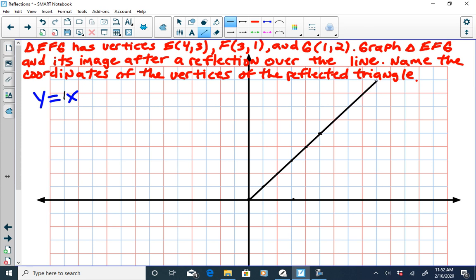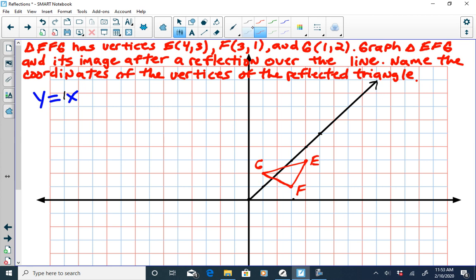All right, that's my line. And we know that that line goes on forever. But we're going to draw a reflection over that line using a rule. All right, well, let's start with the first triangle. So we have 4 comma 3: over 4, up 3. That's our E. F is 3 comma 1. There's our F, and G is 1 comma 2: over 1, up 2. There's G, 1 comma 2. Connect our points.